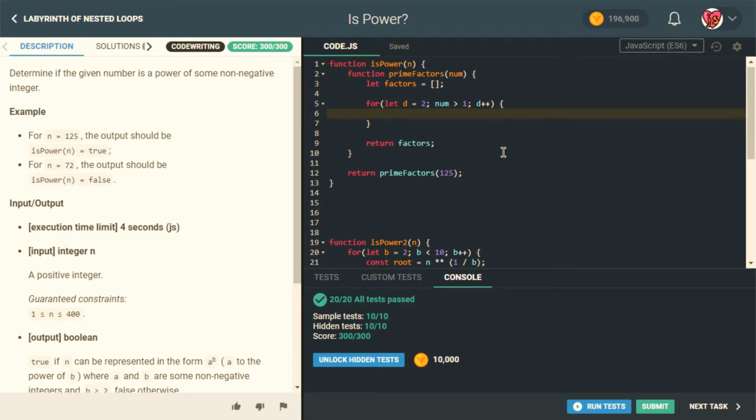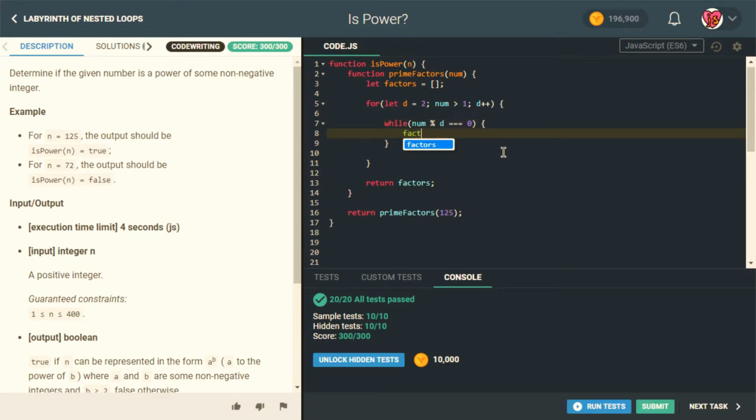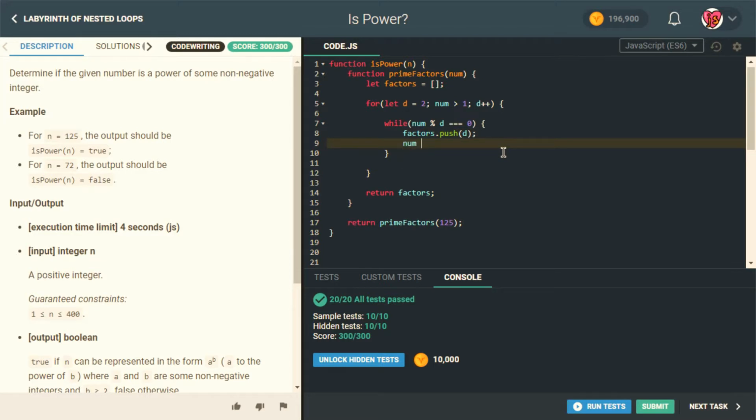Well, basically because we want to divide this out as much as we can. So we'll say while num mod d is 0. So in other words, while we can divide by d, let's do that. So we'll say factors.push(d) and num divided by equals d. Let's actually divide it out and we'll push it into our factors array here. Okay, so I think that's all we need in there actually. So let's see if that works.